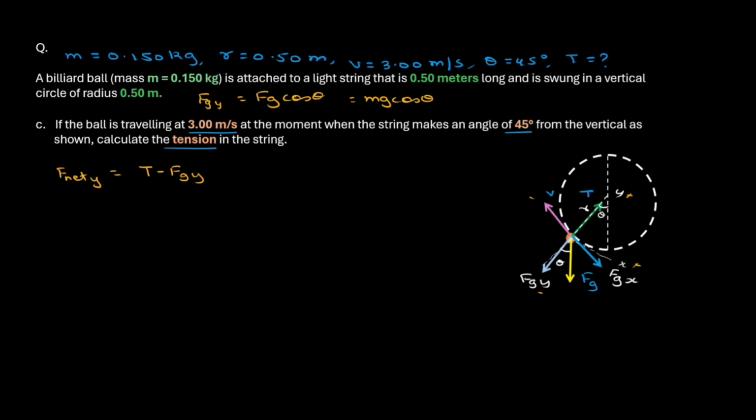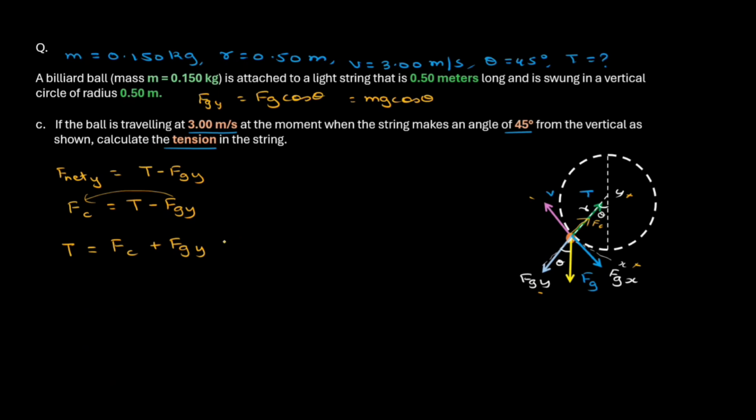Now this net force along the y-axis is also the force which is responsible for keeping the ball along the circular path. So it is giving the ball the required centripetal force to move along the circular path. And we know centripetal force always points towards the center of the circle, which for this position points towards the positive y-axis. So I will write F net y to be equal to positive Fc, which is equal to T minus Fgy. I want to find tension in the string, so I will write T to be equal to Fc plus Fgy. We move Fgy to the other side.